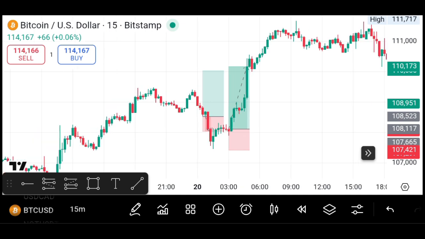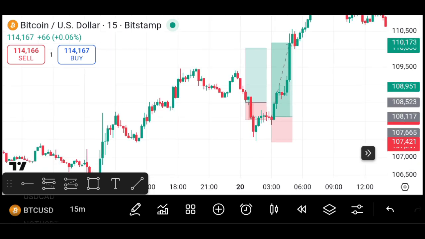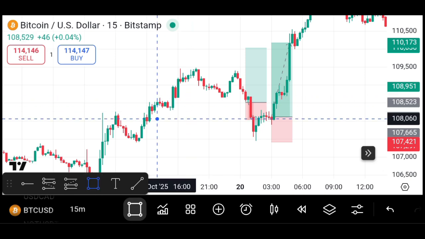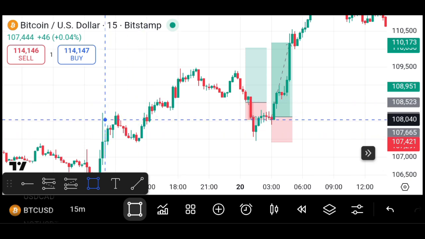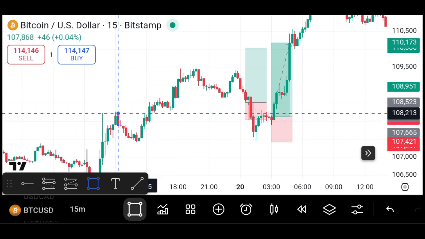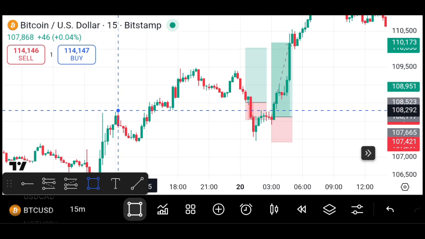For the first one, it was an early entry. As you can see, we entered around 2:30 a.m. Now if we look at this, let me just mark this out. So price has been doing a fairly uptrend right here. Then price got to this place and did a little retracement for a continuation that broke structure right here.